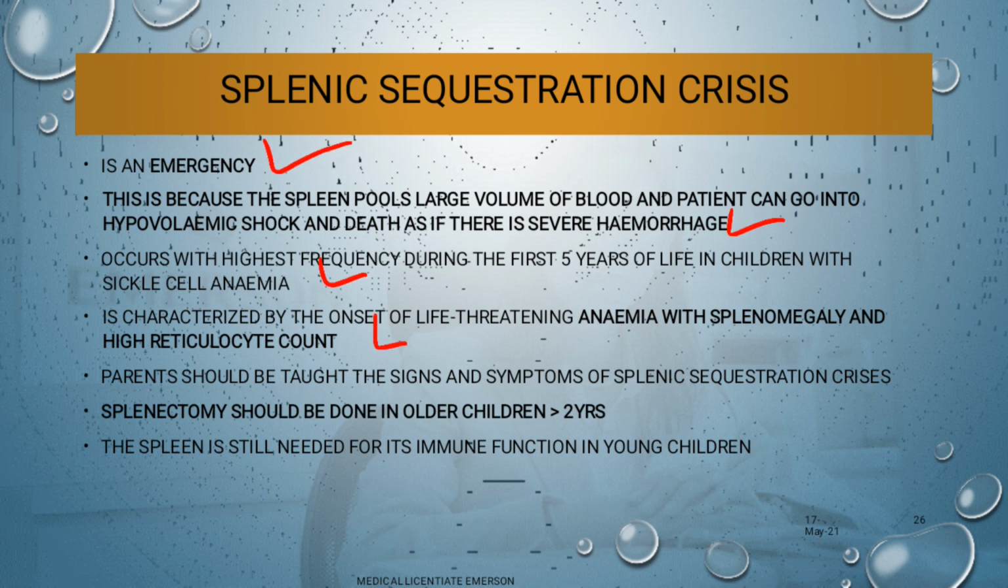Then parents should be taught the signs and symptoms of splenic sequestration crisis, and splenectomy should be done in older children more than 2 years. Then the spleen is still needed for its immune function in young children. That's why the latter we said splenectomy should be done in children older than 2 years. Okay.